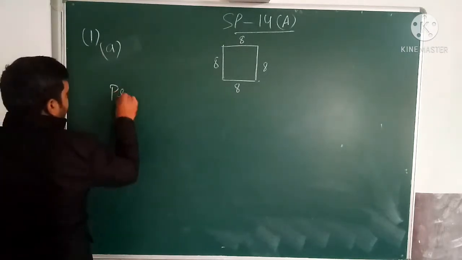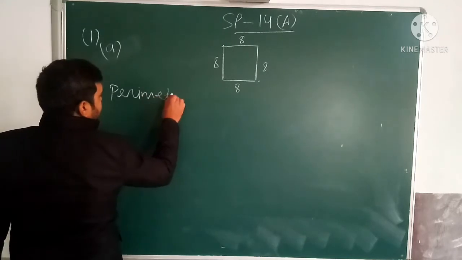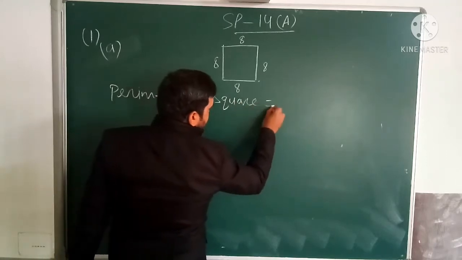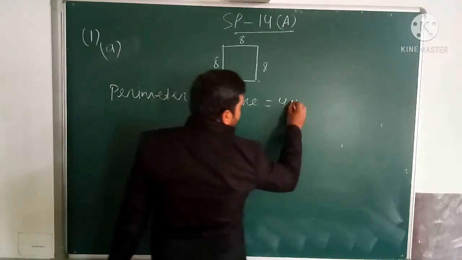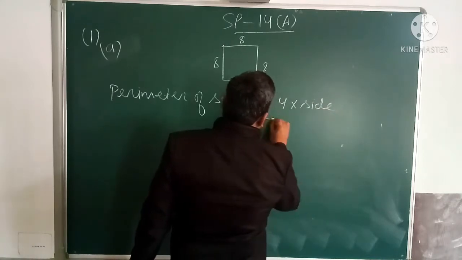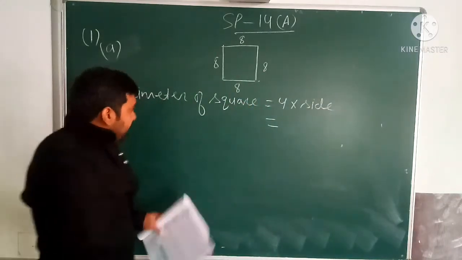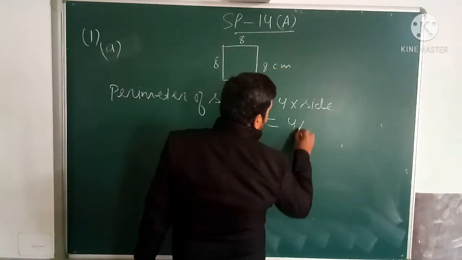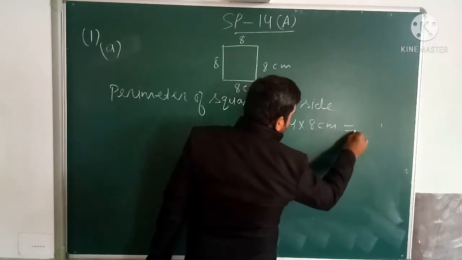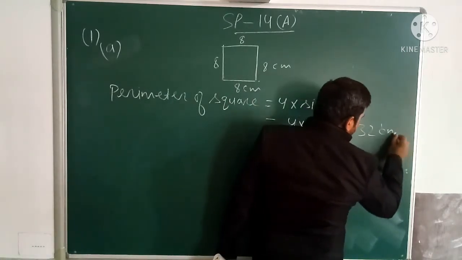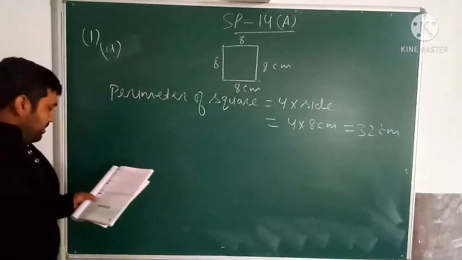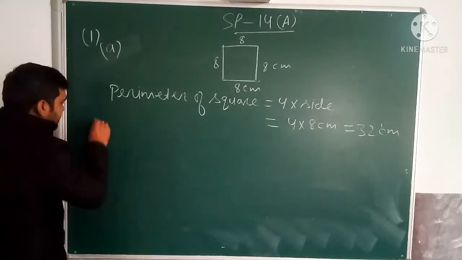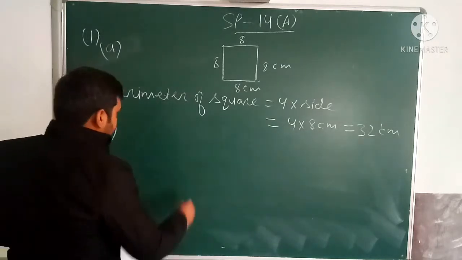So the perimeter of the square is equal to 4 into side. Here the side of the square is given as 8 centimeter. So 4 into 8 centimeter, 4 eights are 32 centimeter. So what is the perimeter of this square? 32 centimeter. Okay.